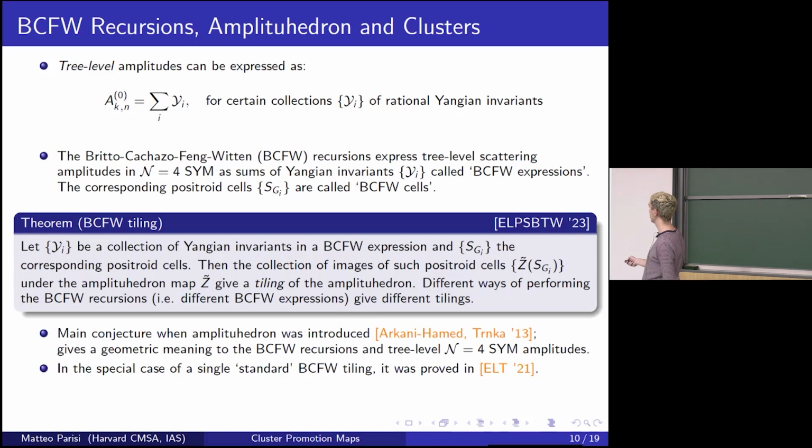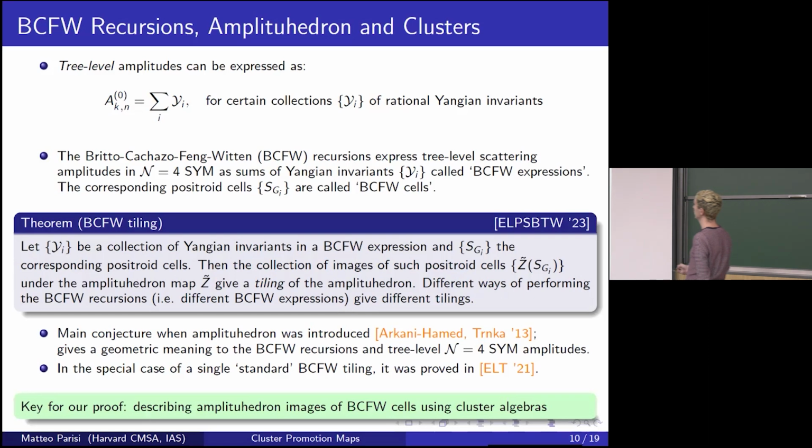In the special case of a single standard BCFW tiling, it was proved a few years before by a subset of our collaborators. Okay, I'm telling you this to connect further the amplitudes to the amplituhedron, but mostly I want to mention that the key ingredient of our proof was being able to express images of BCFW cells using cluster algebras. So the key point was trying to figure out how to describe these images of BCFW cells in the amplituhedron.